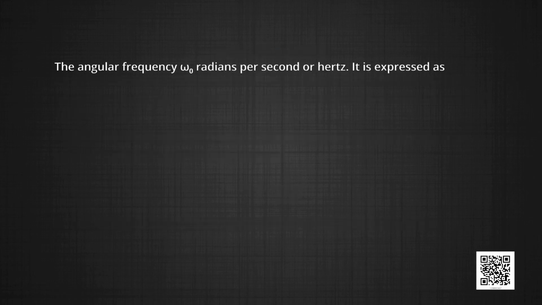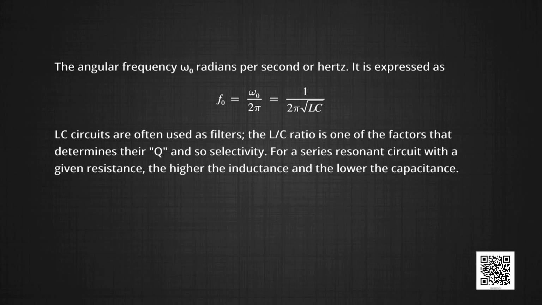The angular frequency omega naught is measured in radians per second, and frequency is also measured in hertz, and it is expressed as f naught equal to omega naught divided by 2 pi, that is equal to 1 upon 2 pi under root LC. LC circuits are often used as filters, that is the L by C ratio is one of the factors that determines the Q factor, that is quality factor, and so selectivity. For a series resonant circuit with a given resistance, the higher is the inductance and the lower is the capacitance.